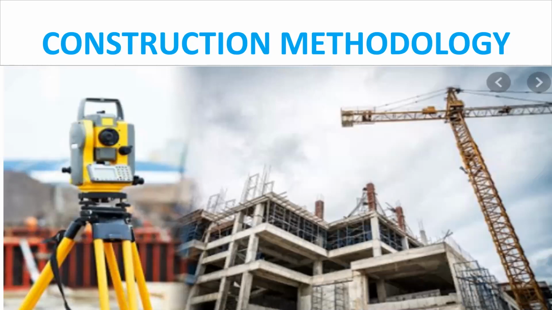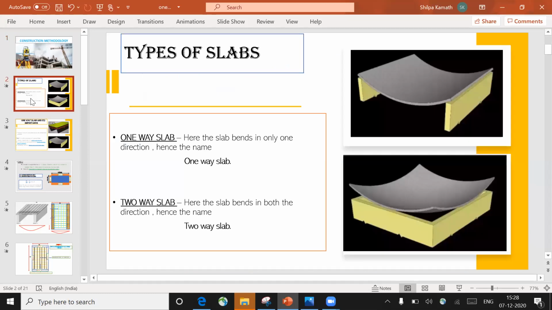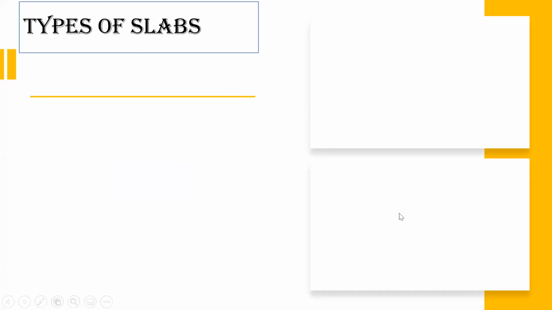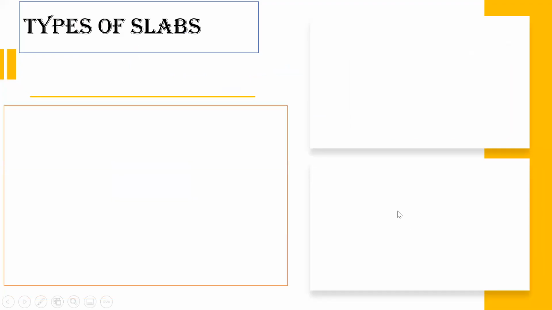In this lecture, we'll try to understand what is one-way slab and what is two-way slab. We'll also try to understand how those one-way slab and two-way slab are practically put up. So we'll quickly get into the lecture and try to understand them. Basically we have one-way slab and two-way slab.